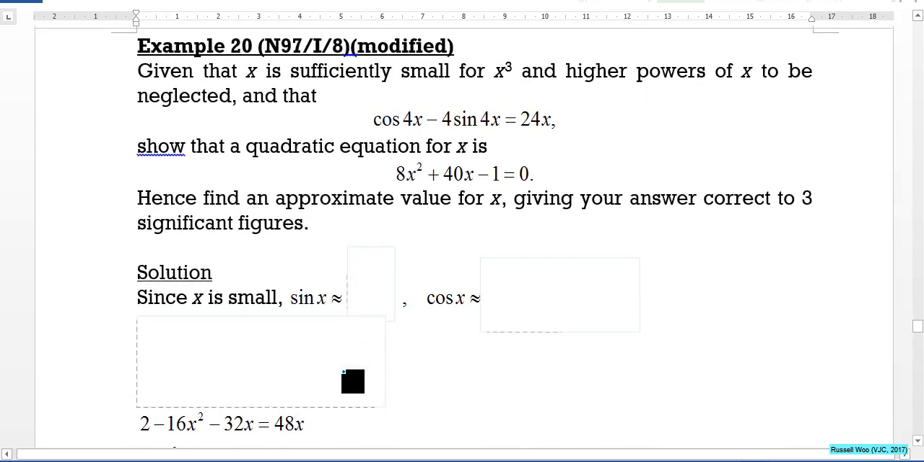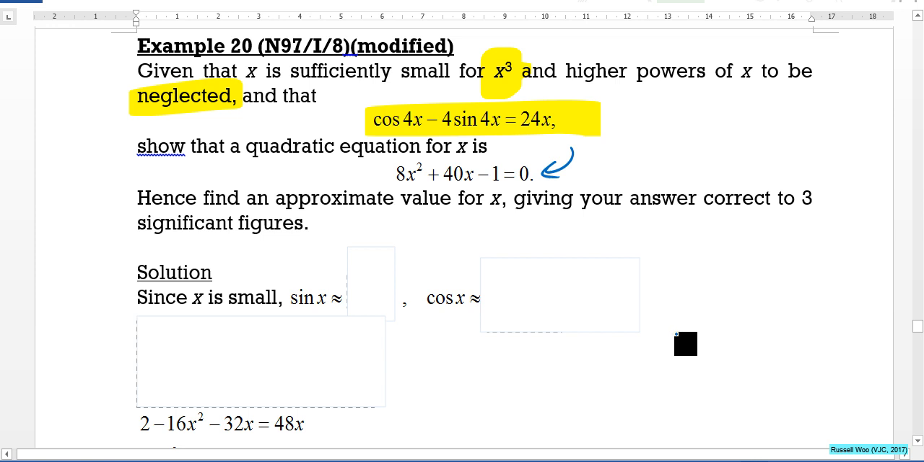Example 20. See, the question is always like that. They will definitely tell you that x cubed and above can be ignored, neglected. Okay? And they give you this expression. You are supposed to prove this result. Show from here, you're going to show this. It's actually a very simple question. It's quite obvious. From here to here, they really tell you that x cubed can be ignored.